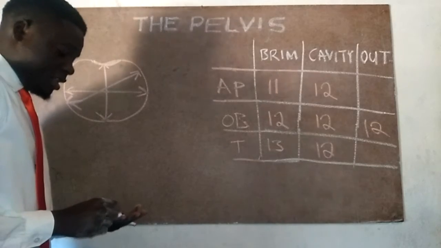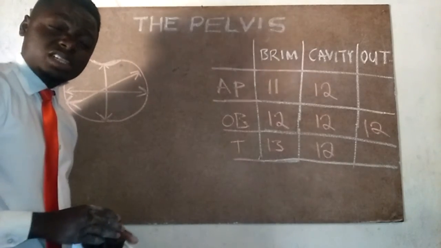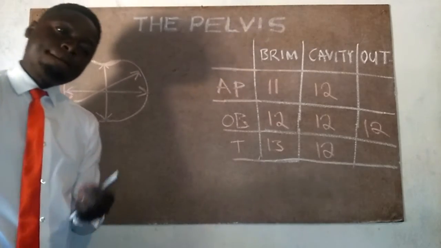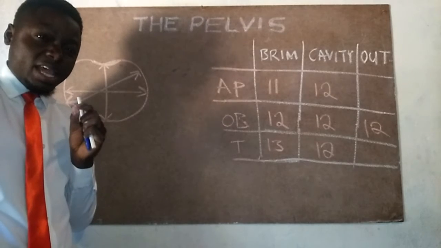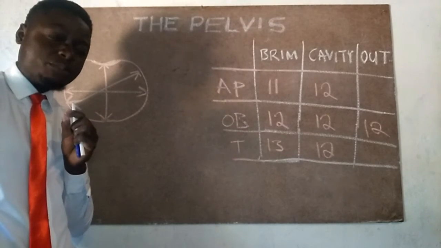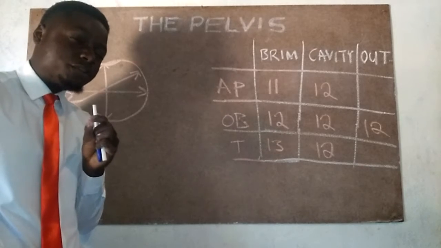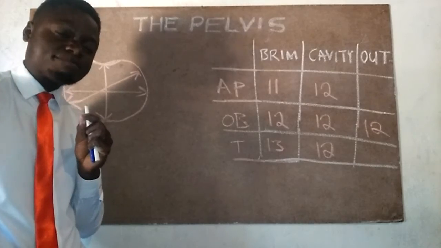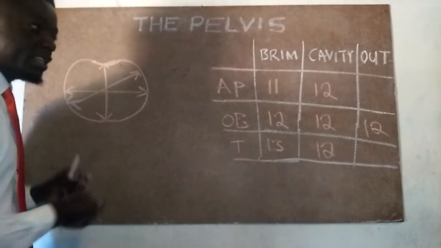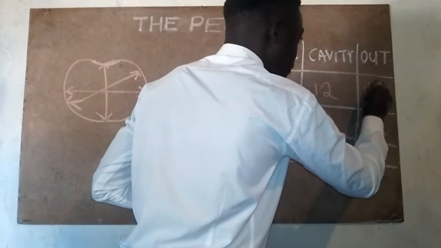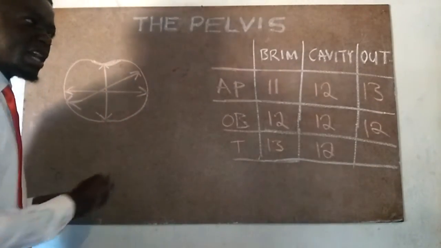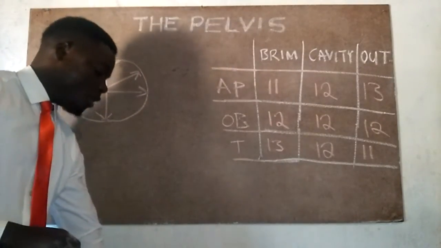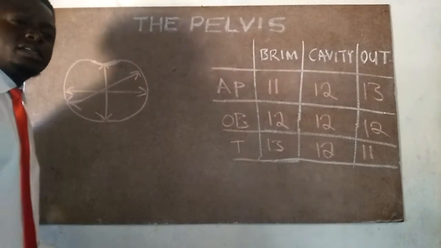Now, if you think about the outlet, it is opposite from the inlet. We said that in the inlet, the AP diameter is lesser than the transverse diameter, but on the outlet it is different, it is opposite. The AP diameter is greater than the transverse diameter. The AP diameter is 13 centimeters, while the transverse diameter is going to be 11 centimeters. So there we have our anatomical structures and our diameters.